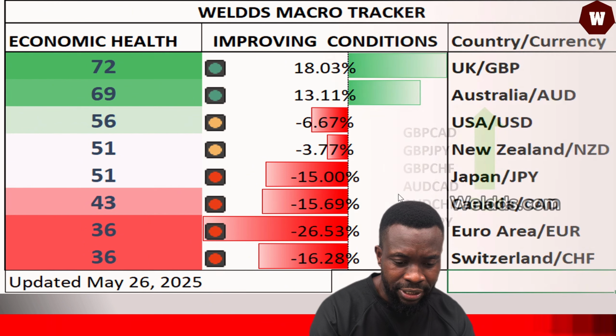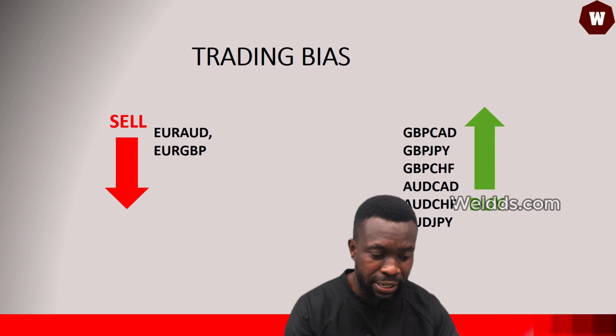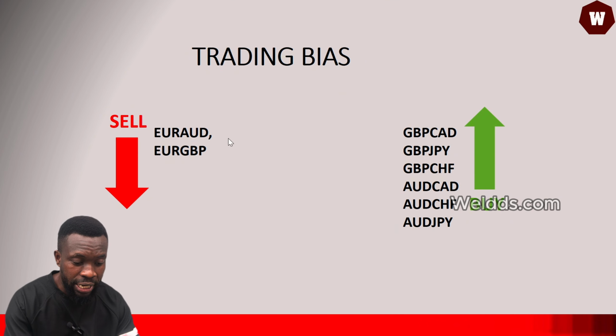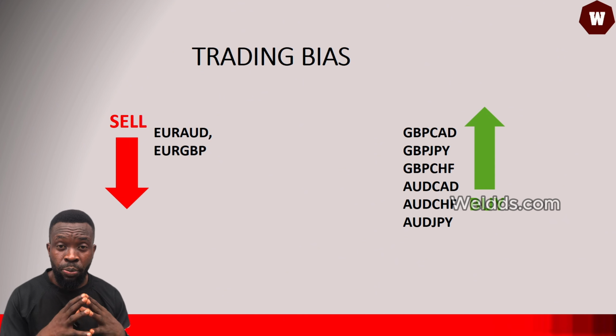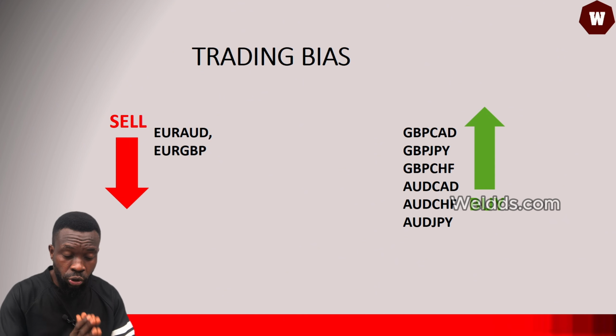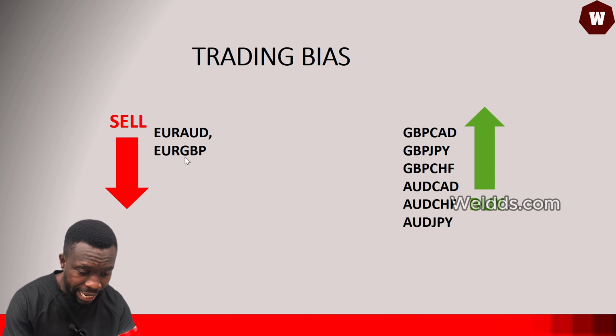So when you add these things together, you will arrive at the trading bias. For this new week, we are looking at taking a sell on the euro against the Australian dollar. So we'll be selling that currency because the euro promises to be weak, while the British pound promises to be very strong. Okay, then you look at this other one, euro GBP. We will also be looking for sell. We are trading in favor of the pound. Here we are trading in favor of the Australian dollar.